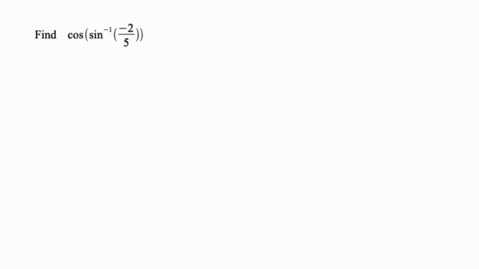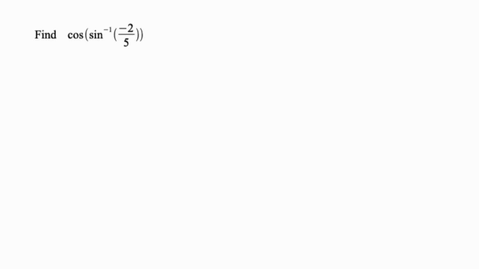Here we have a composition of an arcsine function inside a cosine function. We're going to want to first determine what is the arcsine, or inverse sine, of negative 2/5, and then take the output of that and do a cosine function on it. I'm going to show two methods for doing this.